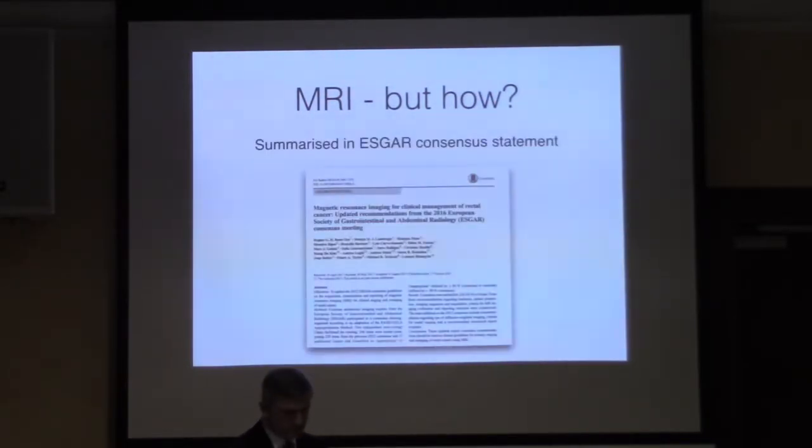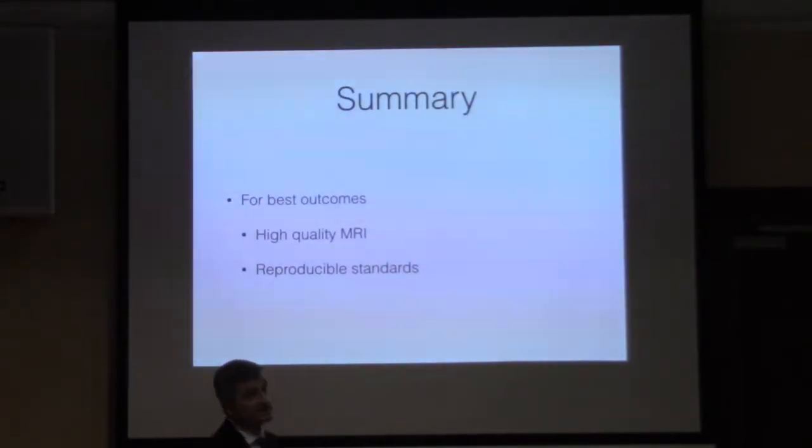As I say, what I've covered here has largely been summarised in the ESGAR summary consensus statement. So if you Google ESGAR consensus rectal cancer, you'll find this, and it will tell you a lot about some of the things that I've told you about. So finally, for best outcomes, you need decent MRI, which is done reproducibly. It's always the same and allows you the quality to go on and produce decent reports.